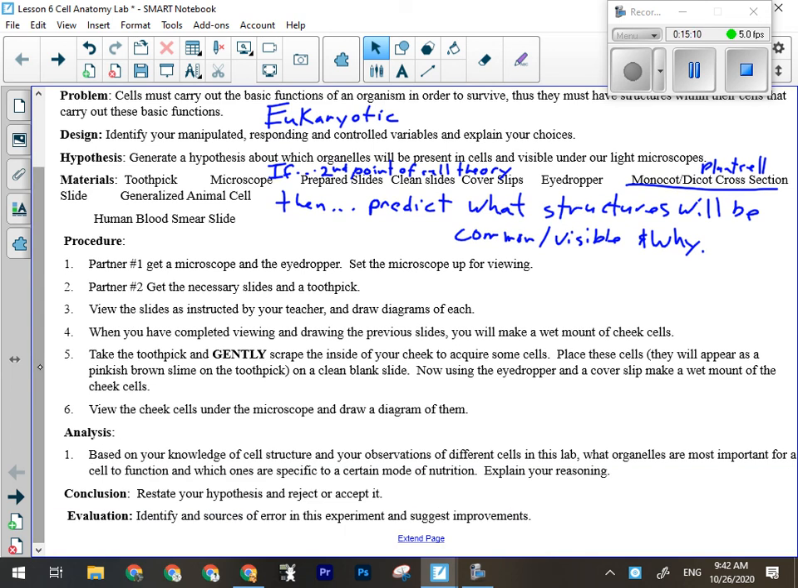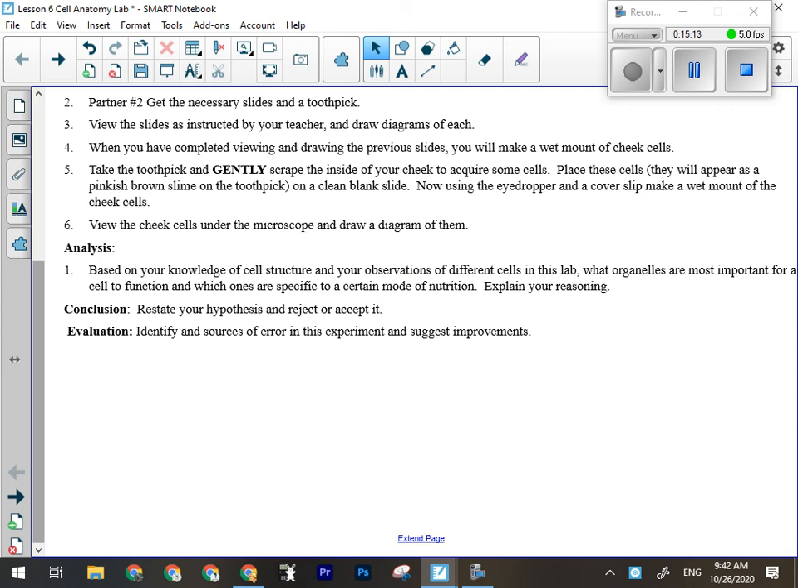The analysis, there's only one analysis question, but I'm expecting a paragraph answer here. Based on your knowledge of cell structure and your observations of different cells in this lab, what organelles are most important for a cell to function? The first part of your answer has got to be, when viewing through the microscope, these were the structures that were common to all the cells. This is what they do, this is why they're important, so kind of reviewing what you know about the structure of a cell.